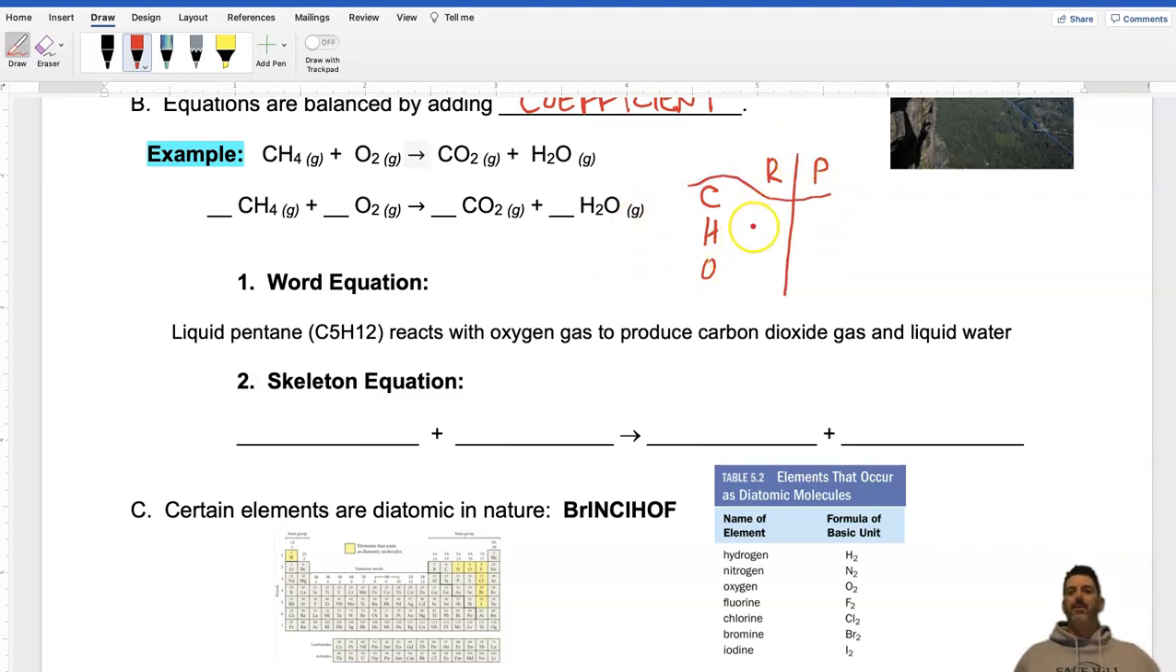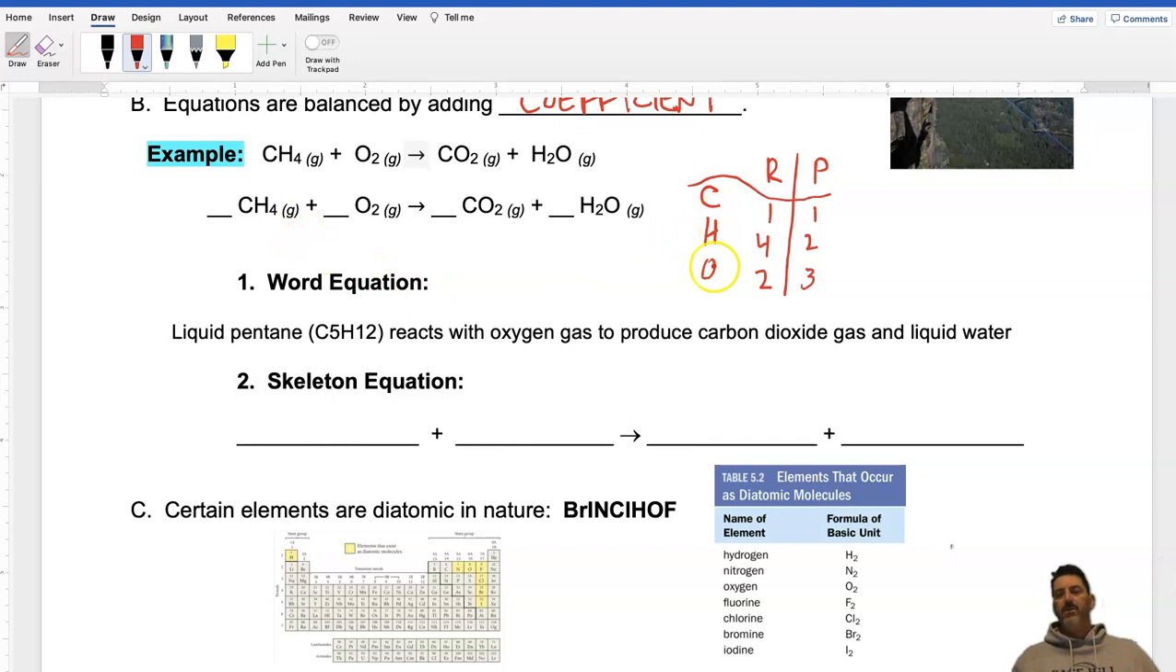And then I just count each side. The number of carbons on the reactant side is 1. The number of hydrogens is 4. And the number of oxygens is 2. On the product side, I have 1 carbon, I have 2 hydrogens, and I have 2 plus 1, so 3 oxygens. So you can clearly see this is not balanced. My carbons are balanced, but my hydrogens are not.